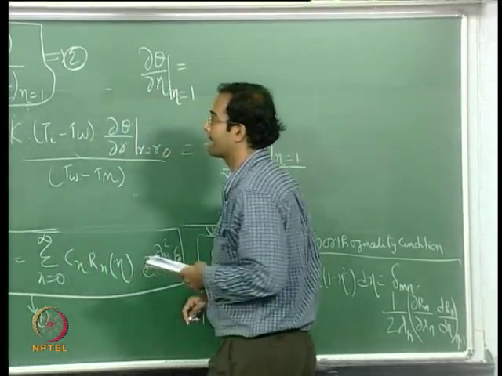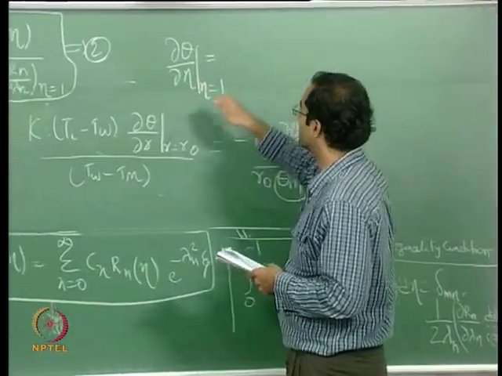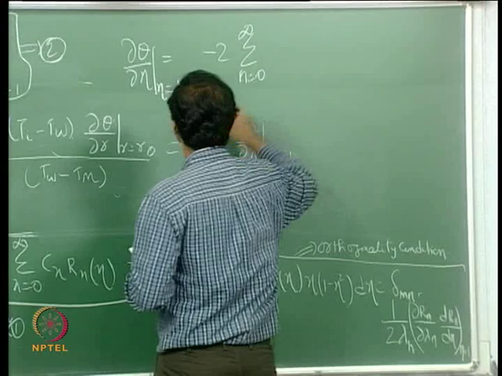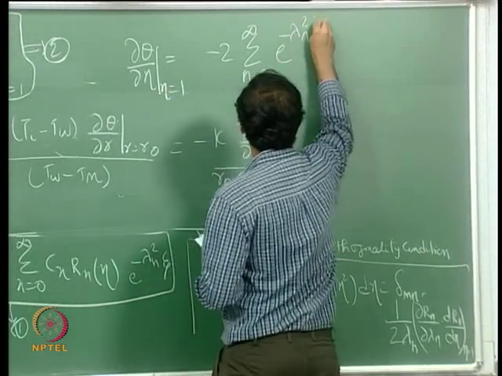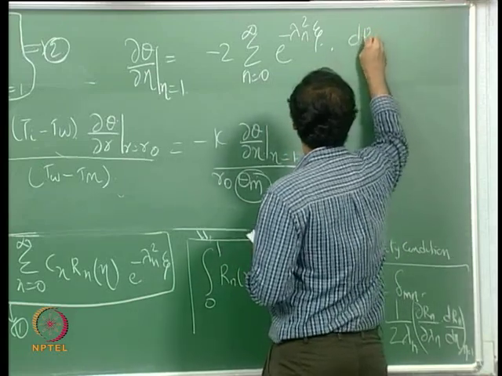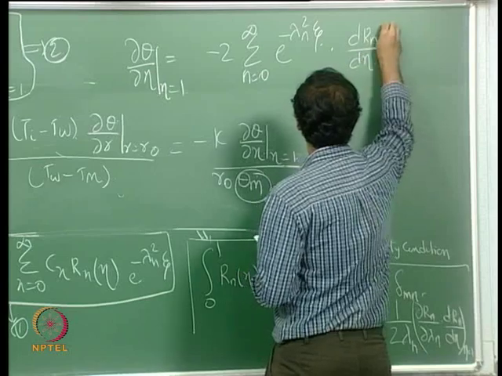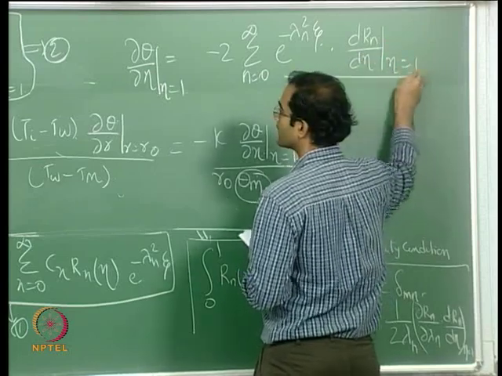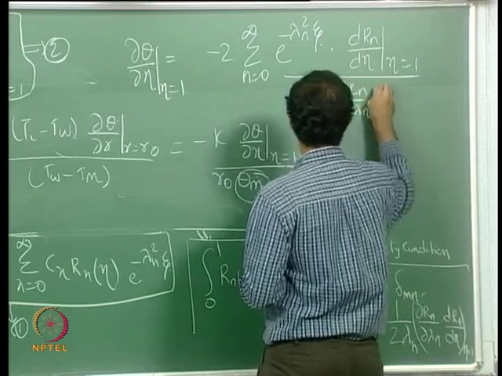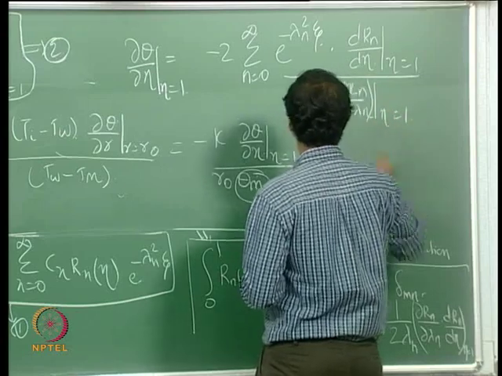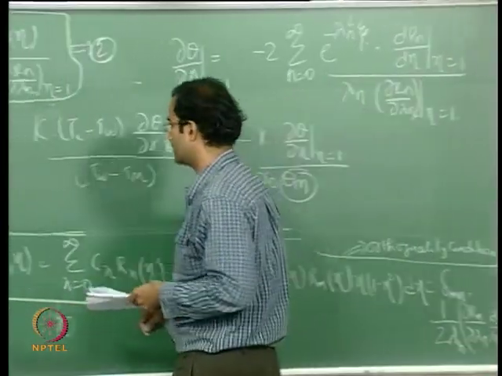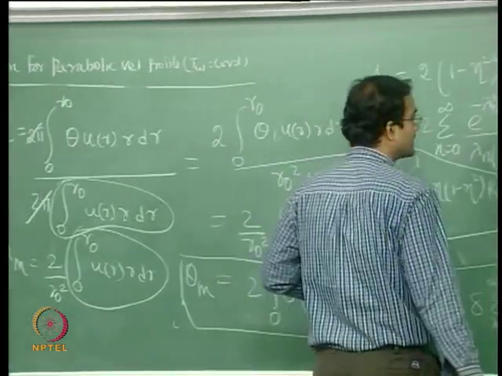What is this value? Directly you can differentiate, that is minus 2 summation n equal to 0 to infinity e power minus lambda n square zeta into drn by d eta at eta equal to 1, divided by lambda n into drn by d lambda n at eta equal to 1. So therefore we will substitute for theta m and d theta by d eta.